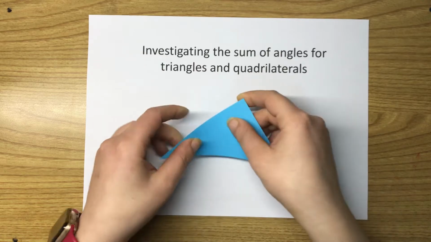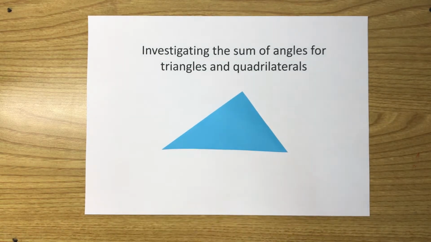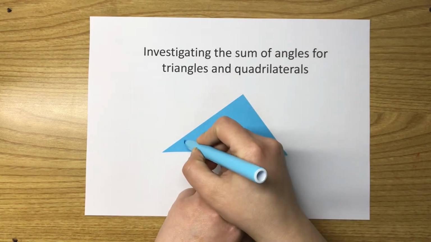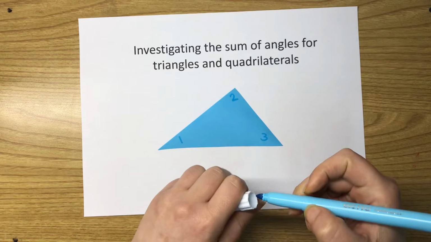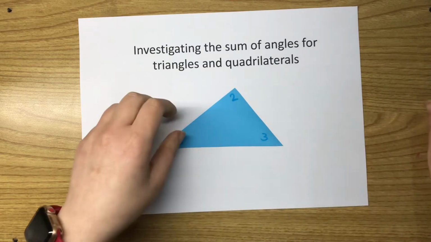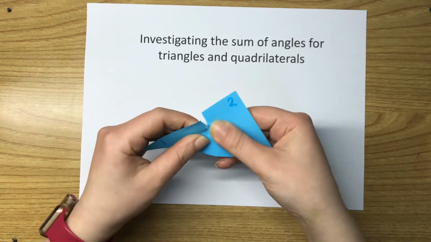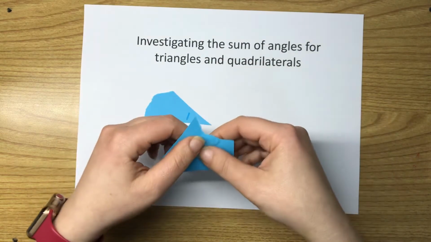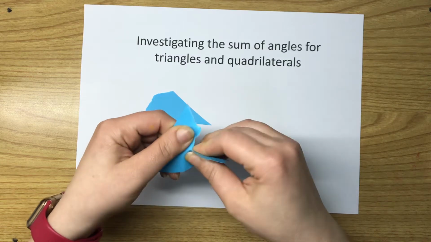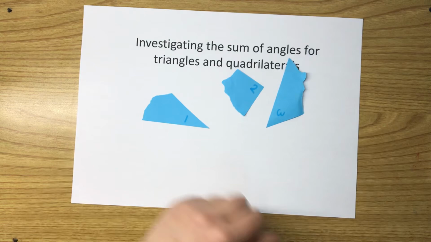This is the first angle. Okay, first let me name them. This is angle number 1, angle number 2, angle number 3. I'm going to rip them off the triangle. This is the first, angle number 1. Here is angle number 2 and angle number 3.